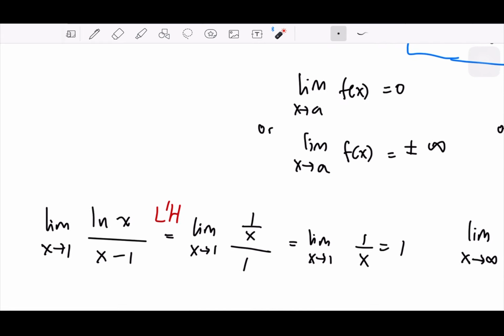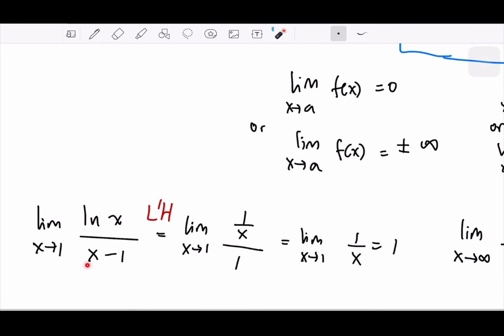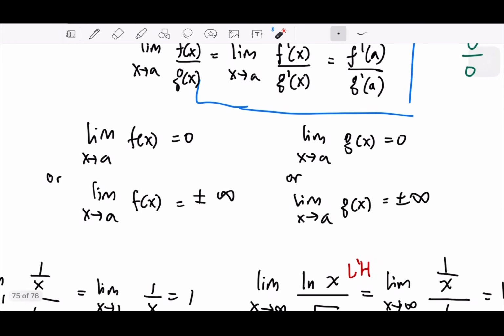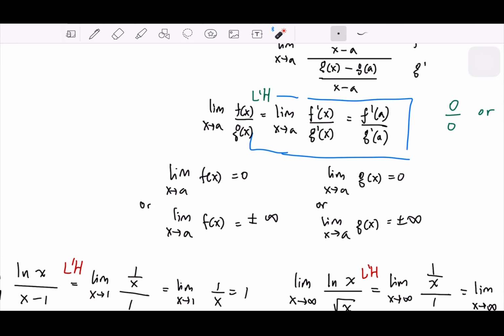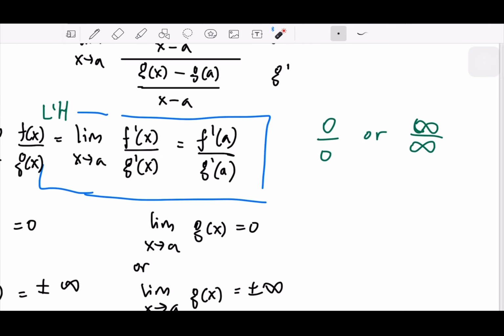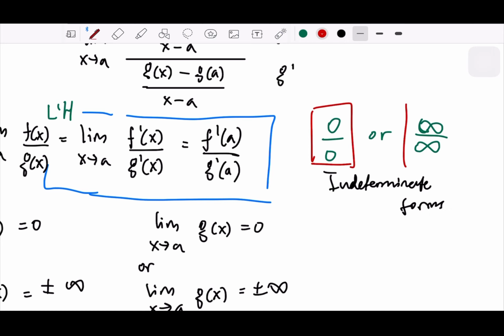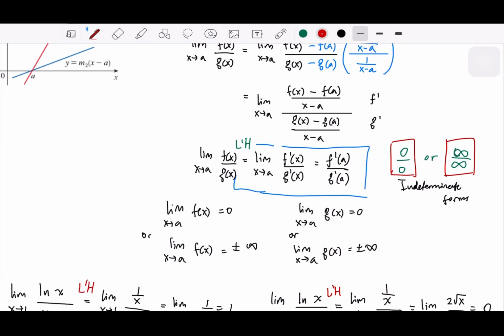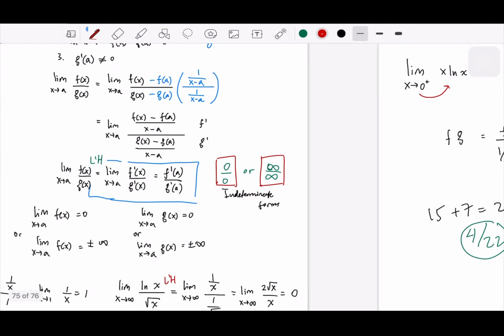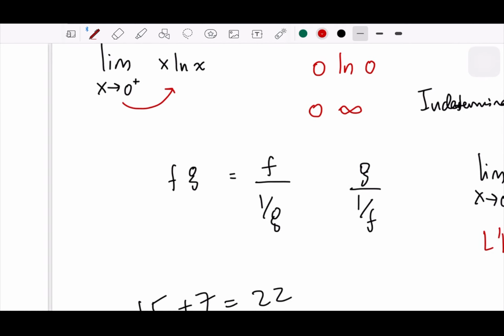Now, if we have this kind of limit, we can simply take the L'Hopital rule. And this is the basic indeterminate form, which has this 0 over 0 or infinity over infinity. Okay, what happens if we have this?